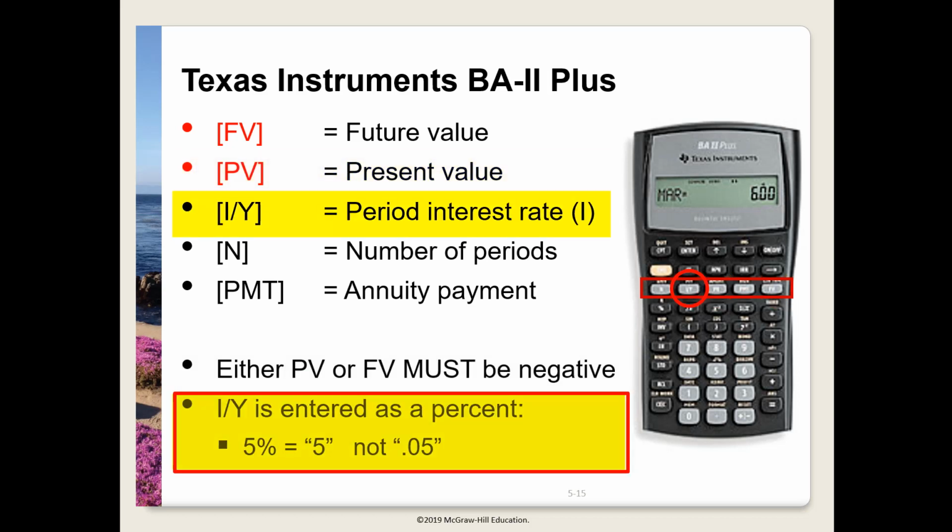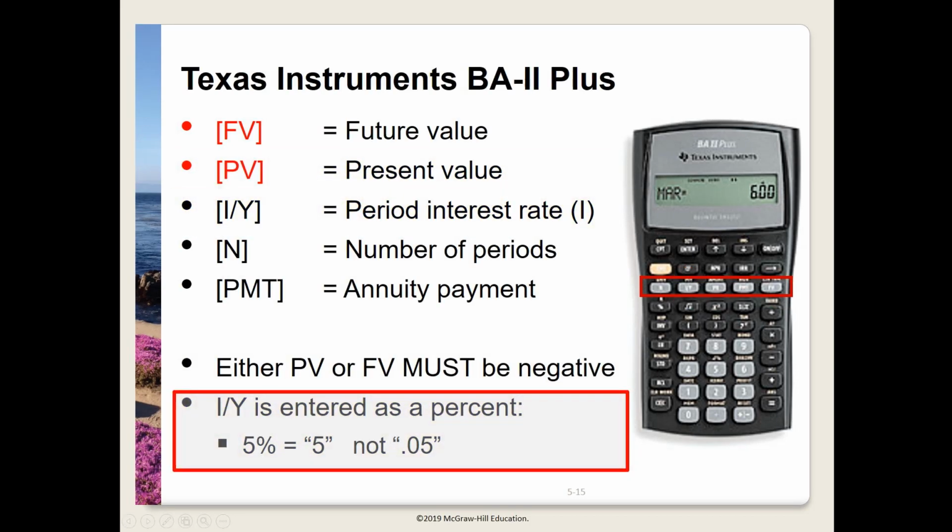IY is the interest rate per period. N is the number of periods. Payment is an amount deposited, which will be negative, or withdrawn, which means it comes to you, it'll be positive.